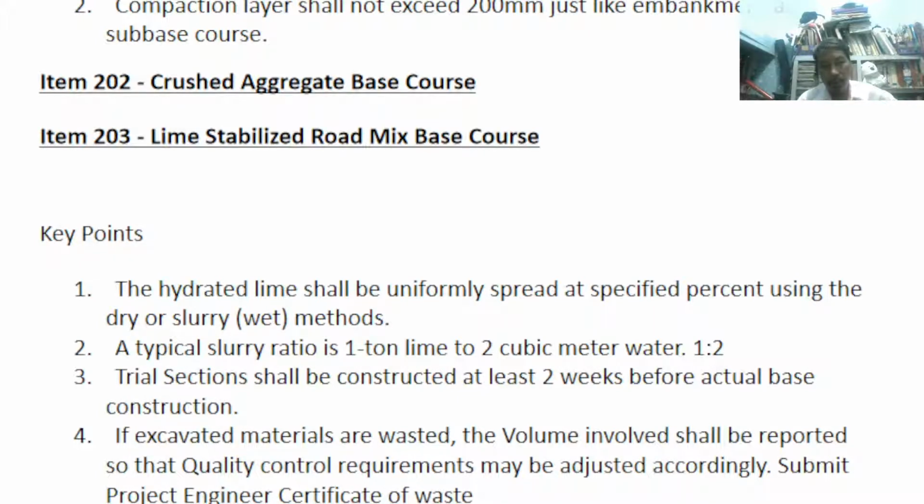2 weeks. Number 4, if excavated materials are wasted, meaning they are unsuitable material, the volume involved shall be reported so that quality control requirements may be adjusted accordingly. Submit project engineer certificate of waste. So it must be reported and documented properly. The project engineer must certify that this amount is correct. That is what we mean by that.